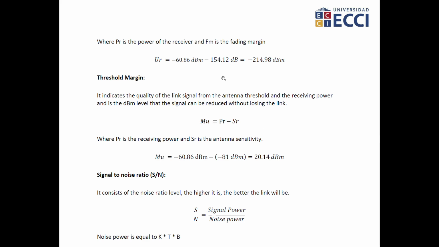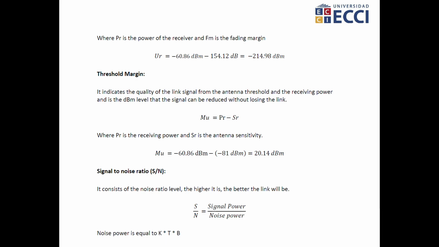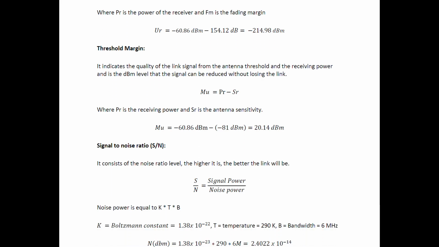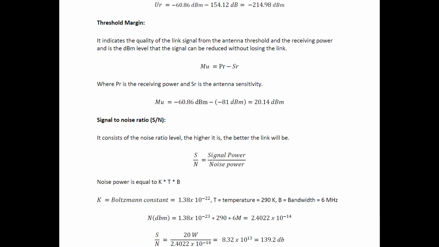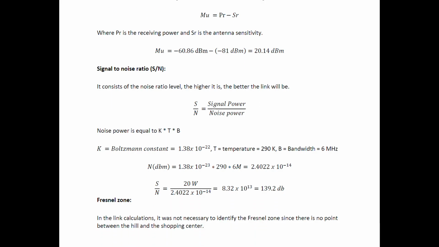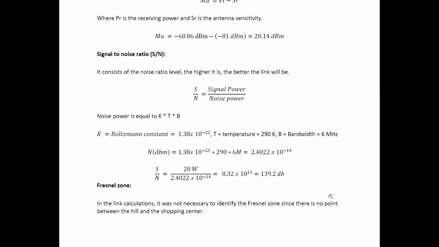And this is the equation, and the result is less than 214.98 dBm. Next, we have the threshold margin. It indicates the quality of the link signal for the antenna threshold and receiving power. And this is the dBm level that the signal can be reduced without losing the link. Later, we have the signal to noise ratio, where we have 139.2 dBs in the calculations.